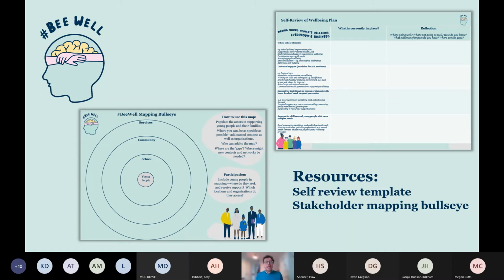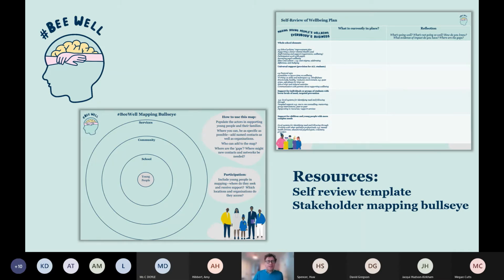The other resource that you can see now is what we called a mapping bullseye. This is really just a way of thinking about all of the people and organisations that may be part of the support for children and young people and their families. So thinking about the support that is in school, who are those people, what is it? They would be likely to be the things that have come up on the self-review, but it may be key people within the school. It may be that you have targeted counsellors that come in X number of times a week. So things that are happening within your school.